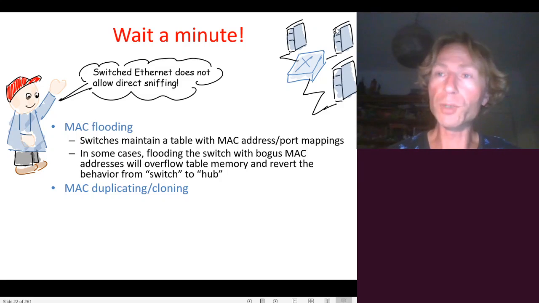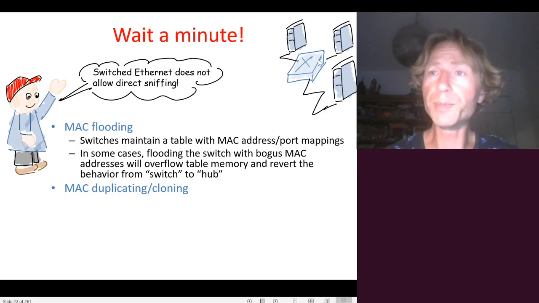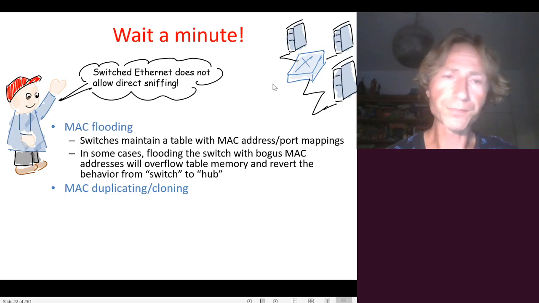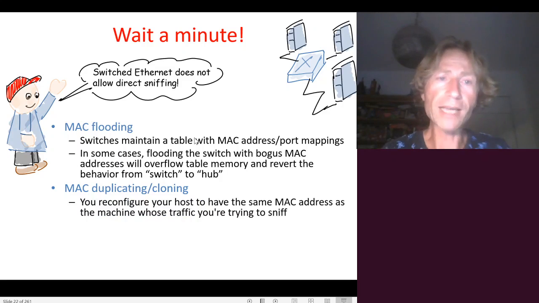At any rate, what I'm going to do is record this new mapping. So now the MAC address of B is registered with this port, and that means that if host A here sends traffic to host B, it will now no longer be sent here, but it will be sent there. Okay, so that's MAC duplicating or MAC cloning.